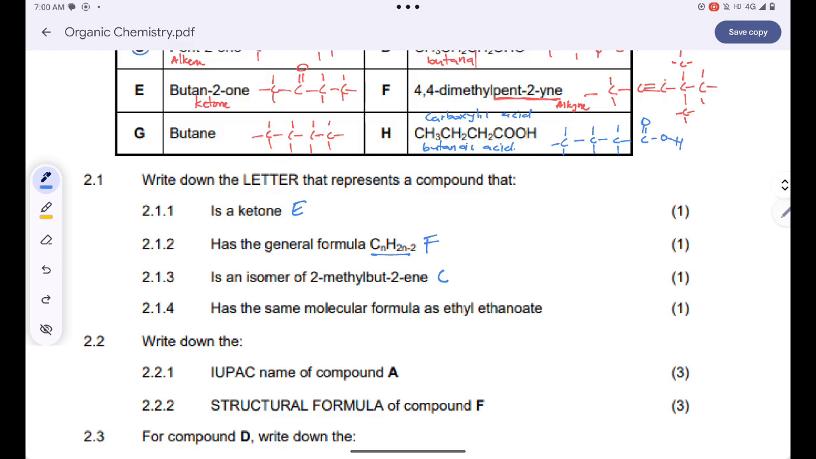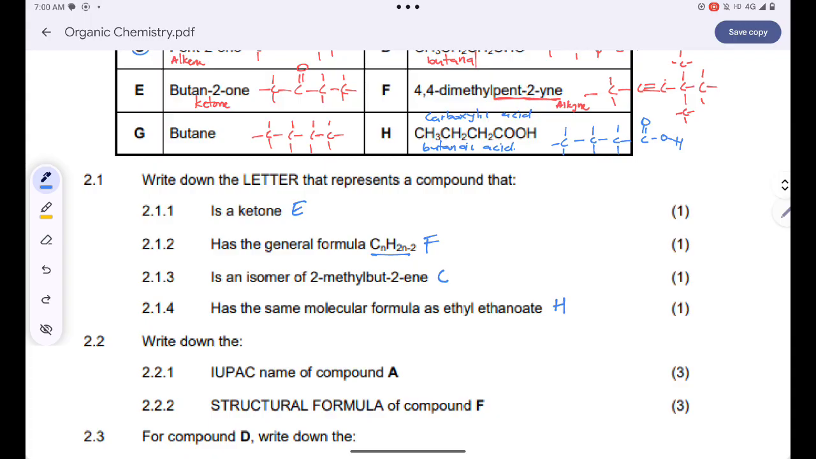2.1.4, a compound that has the same molecular formula as ethyl ethanoate. The only compound that will have the same molecular formula as an ester is always going to be a carboxylic acid. So compound H has the same molecular formula as ethyl ethanoate.